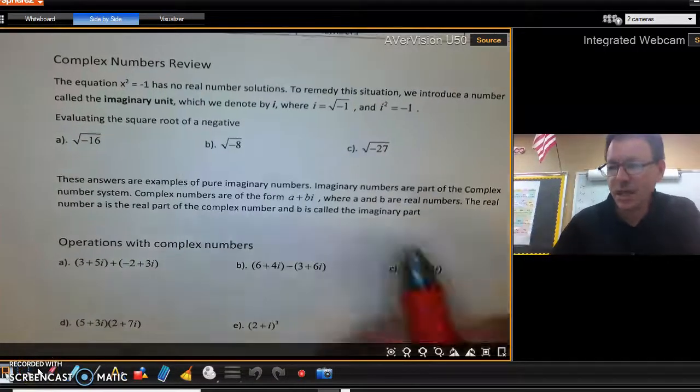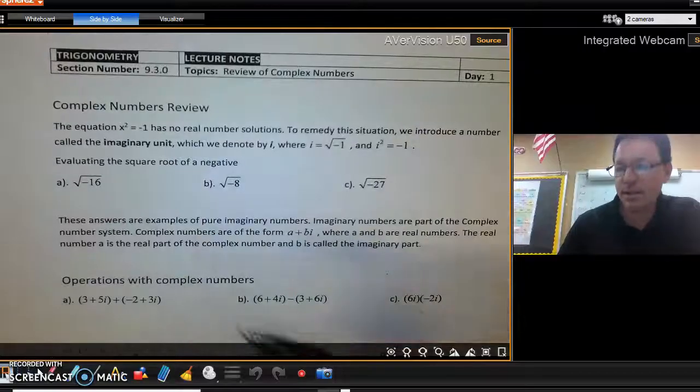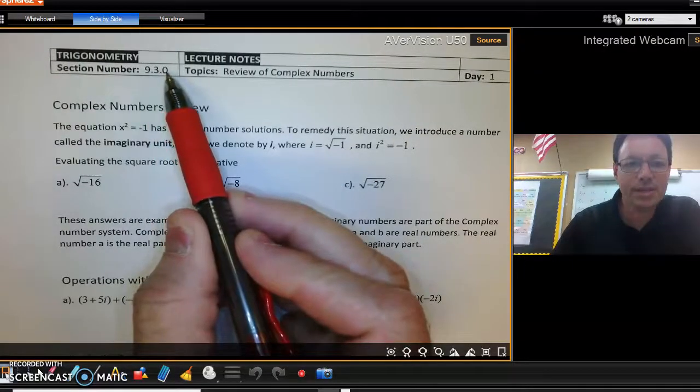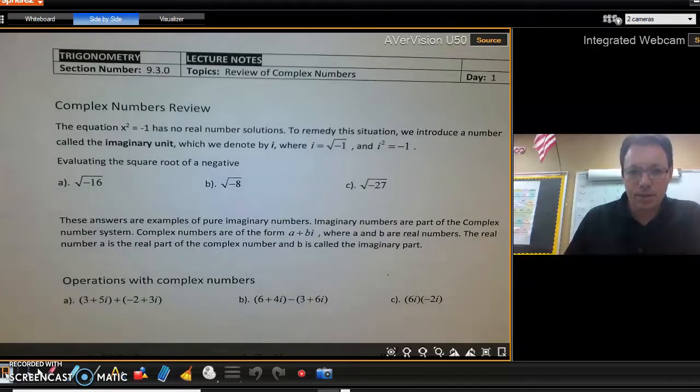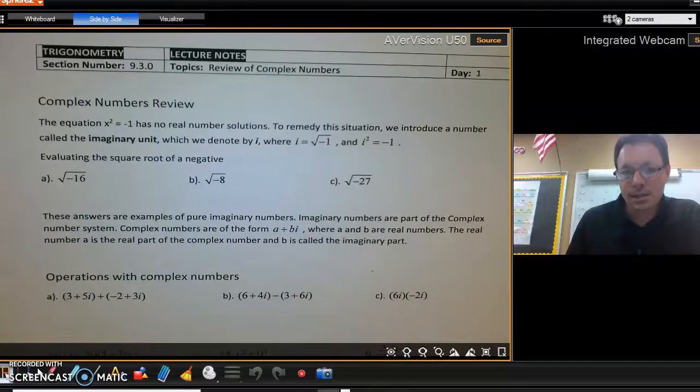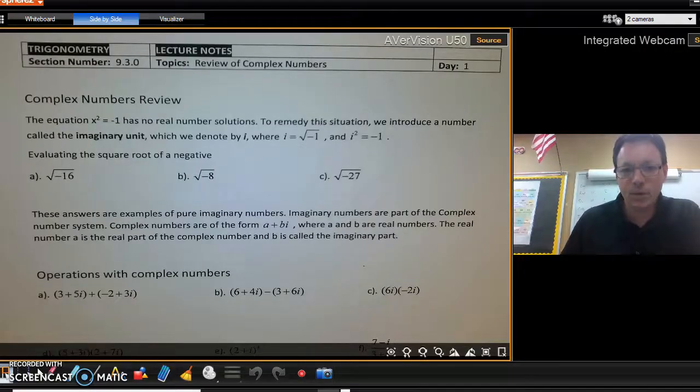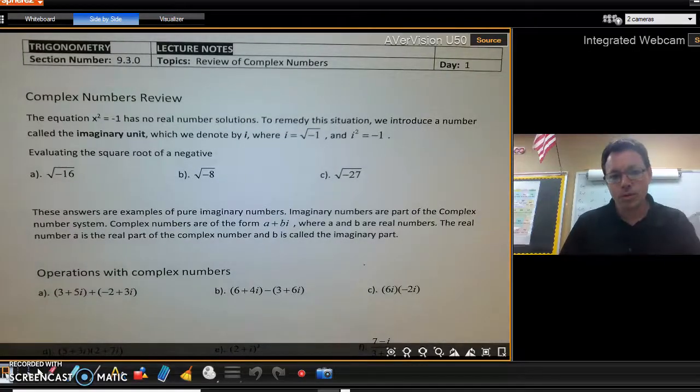Hey guys, today we're going to take a look at the next lesson, 9.3.0. Now, the point zero is going to tell you that this is kind of an introduction to something we're getting ready to do, okay? And today's lesson is going to seem completely unrelated to what we've been doing as of late. So today is going to be a review of complex numbers. When you were in Algebra 2, you used complex numbers.